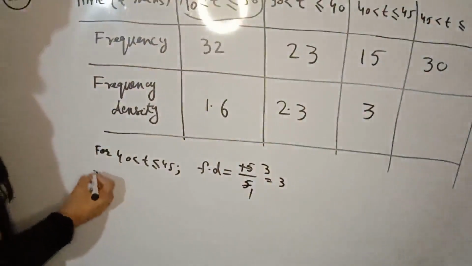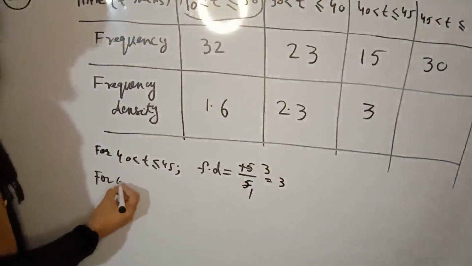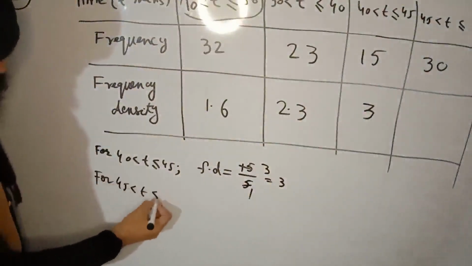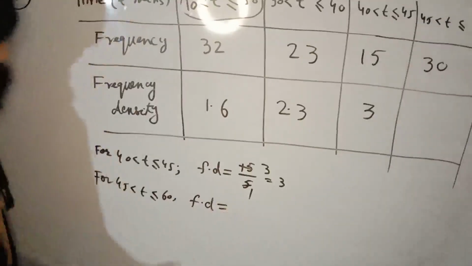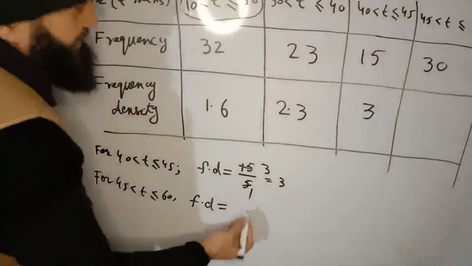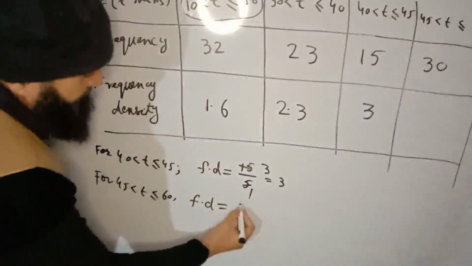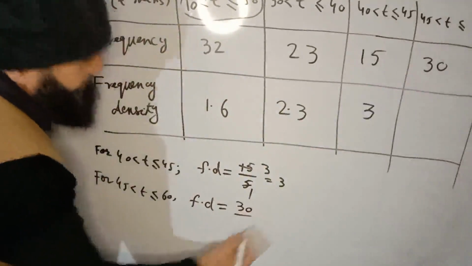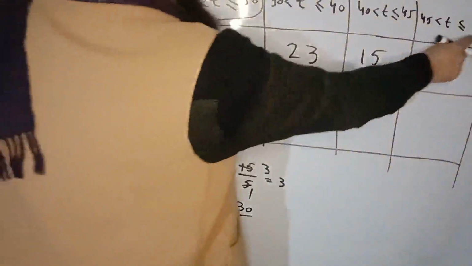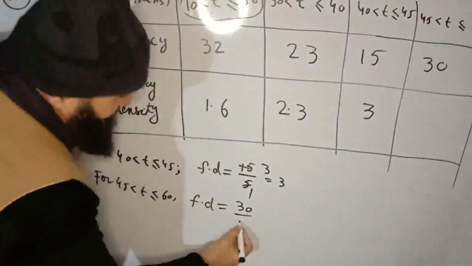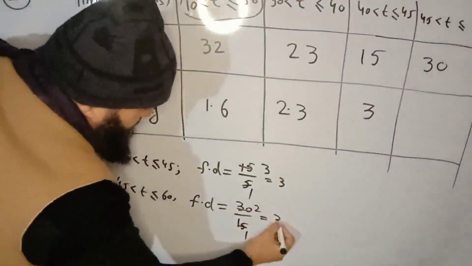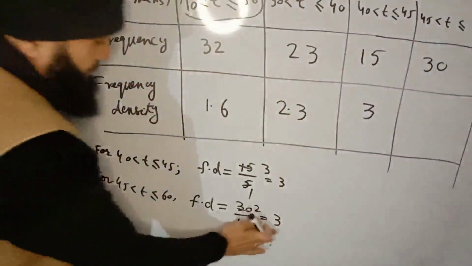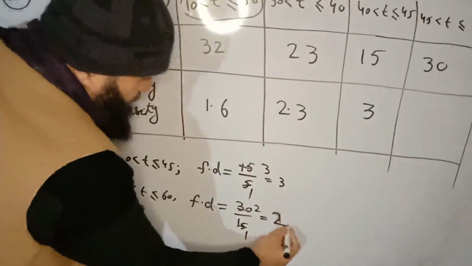Similarly, for 45 is less than t is less than or equal to 60, we have frequency density is equal to frequency, which is 30, divided by the width of the interval. 60 minus 45 is 15. So 30 over 15 is equal to 2. There should be 2 here.